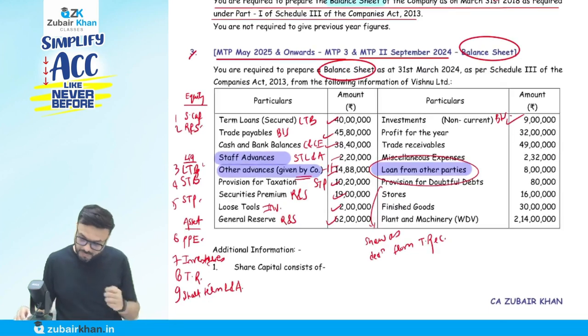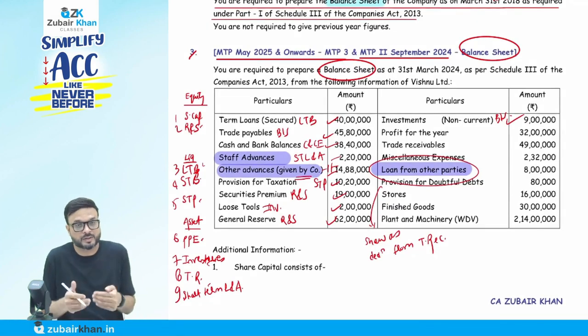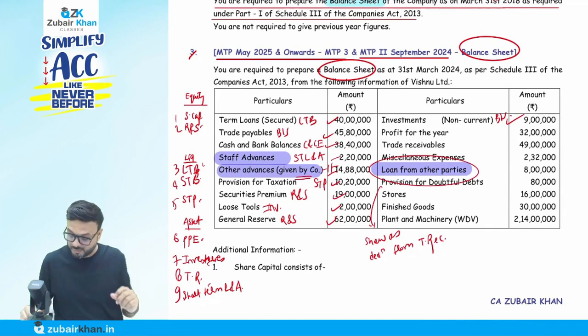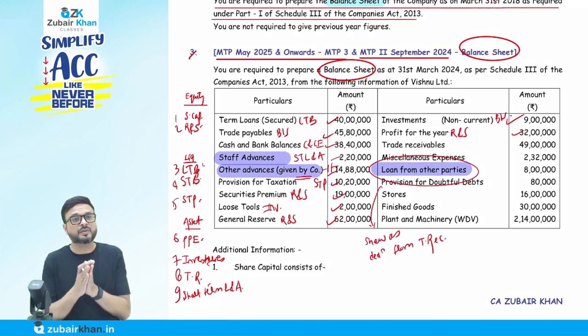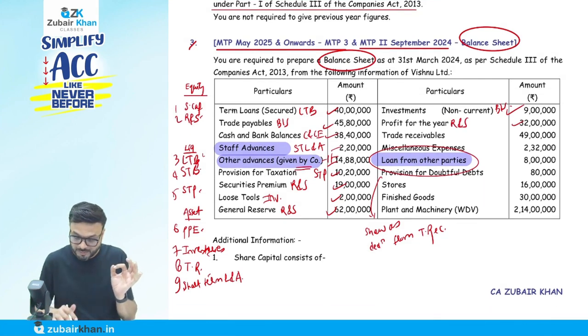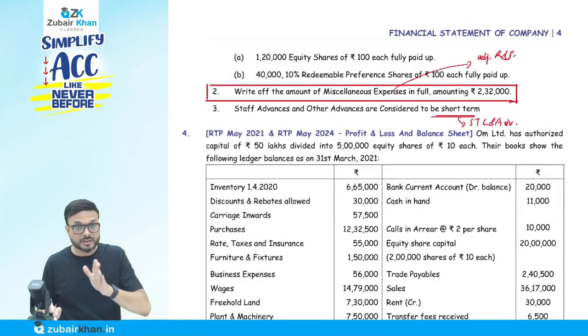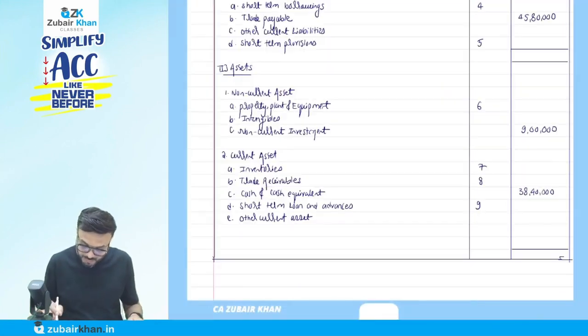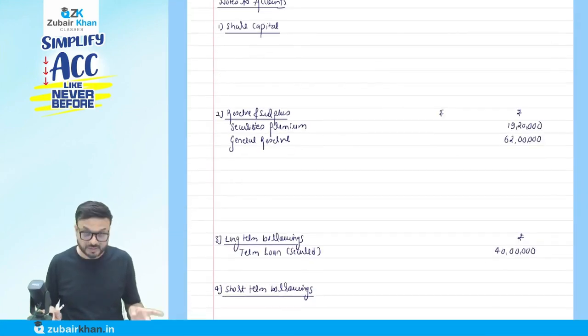Okay. Then we have profit for the year. We are not preparing the P&L account, that's why they have given the profit. We'll discuss the P&L as well. 32 lakh. Where will it go? Reserve and surplus. But remember, there is one adjustment of this miscellaneous expense. I will explain it to you. It has a connection with this profit and loss account. But remember one thing, this 32 lakhs, you have to write it down in reserve and surplus in the inner column.